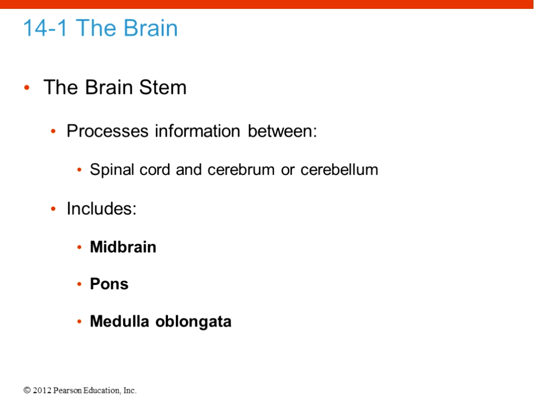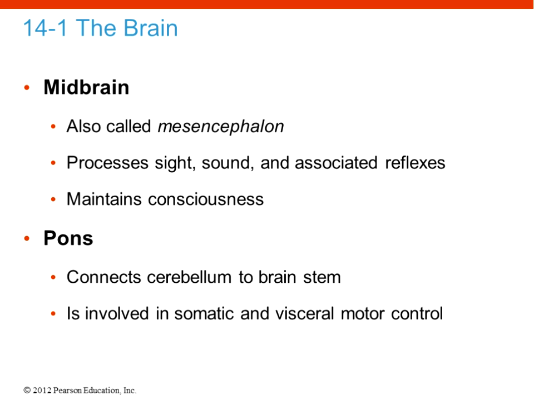So the diencephalon, as I said, sits on top of the brainstem. The brainstem is made up of the midbrain or mesencephalon, pons, and then finally the medulla oblongata. And again, where the medulla oblongata ends, it turns into the spinal cord. So the midbrain, or mesencephalon, we're going to see some processing of sight and sound, reflexes, and it also helps with maintaining consciousness.